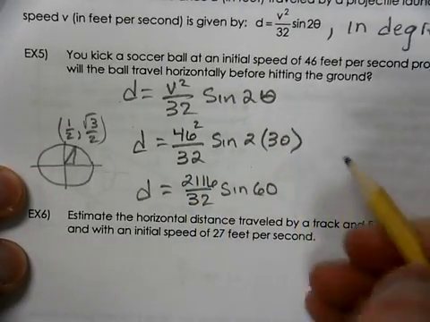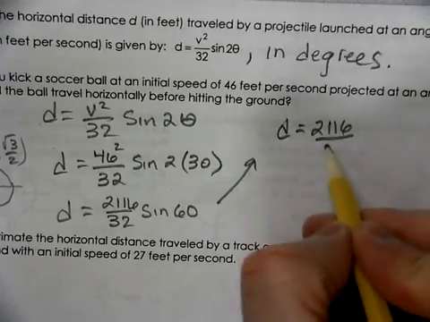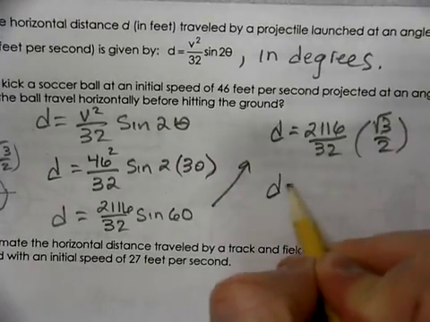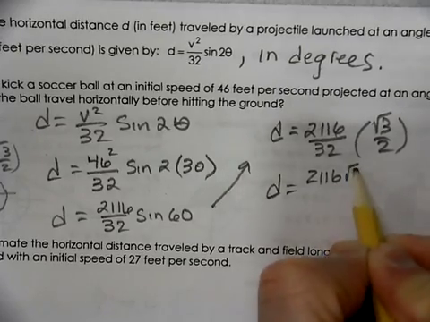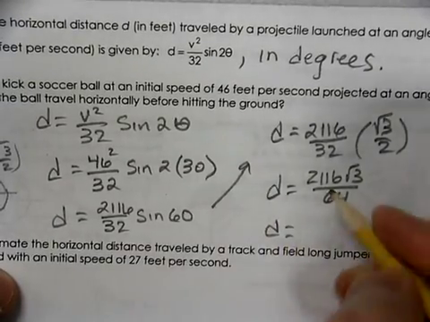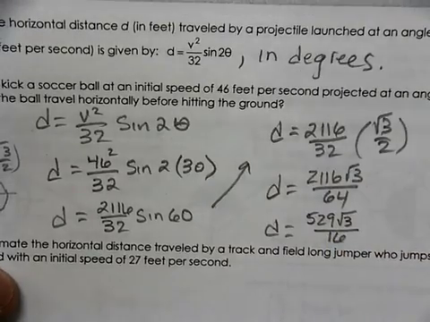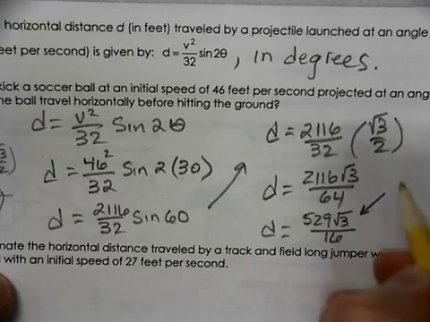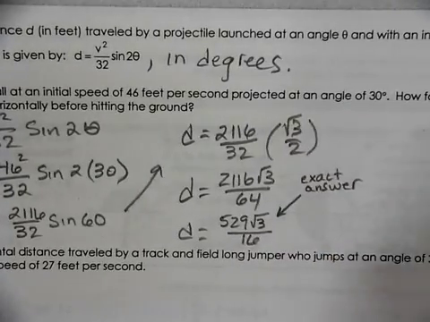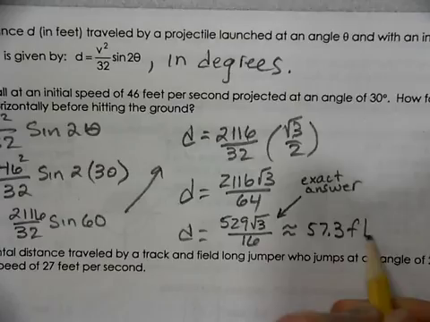So we know that the distance is going to equal 2,116 over 32 times root 3 over 2. And we can simplify that and call that 529 root 3 over 16. That's your exact answer. The approximated answer is 57.3 feet.